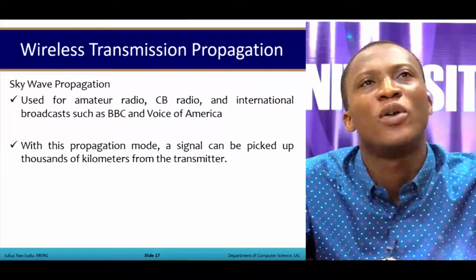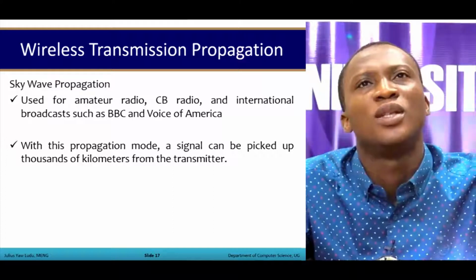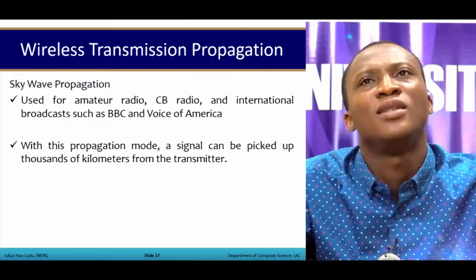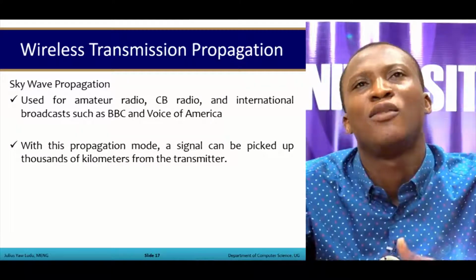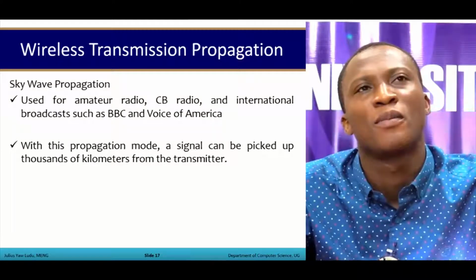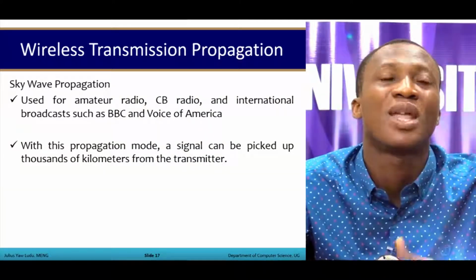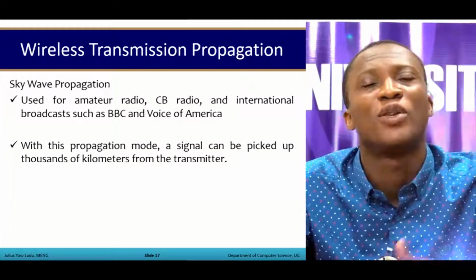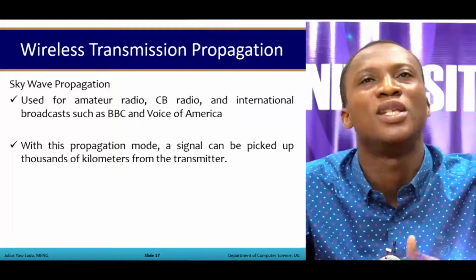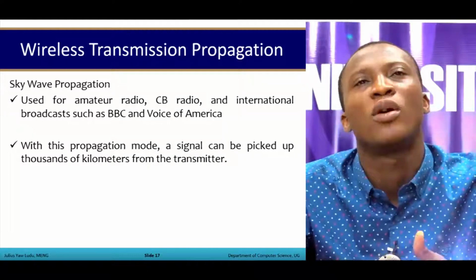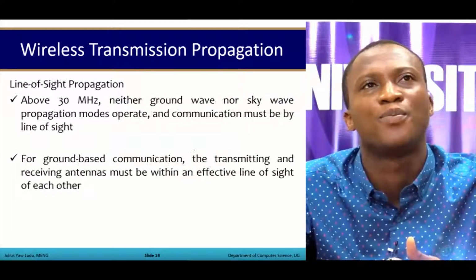Then we have the sky wave propagation. This is used for amateur radio, CB radios, and international broadcasts such as BBC and Voice of America. With this propagation mode, a signal can be picked up thousands of kilometers from the transmitter. We get to see this in Al Jazeera and the BBC News during the war crime scenes. This skywave propagation is what is being used.